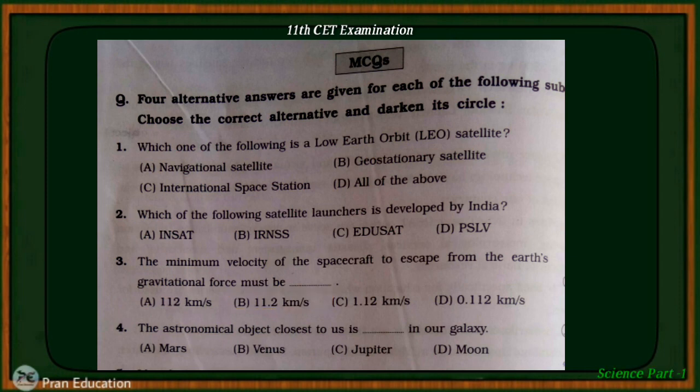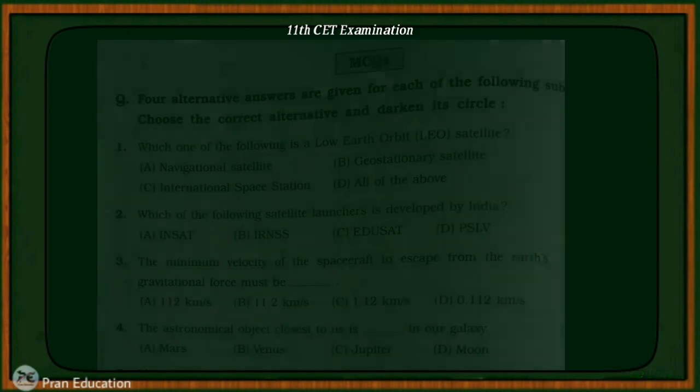Fourth, the astronomical object closest to us in our galaxy is dash. Options: A, Mars. B, Venus. C, Jupiter. D, Moon. The correct option is option D, Moon.